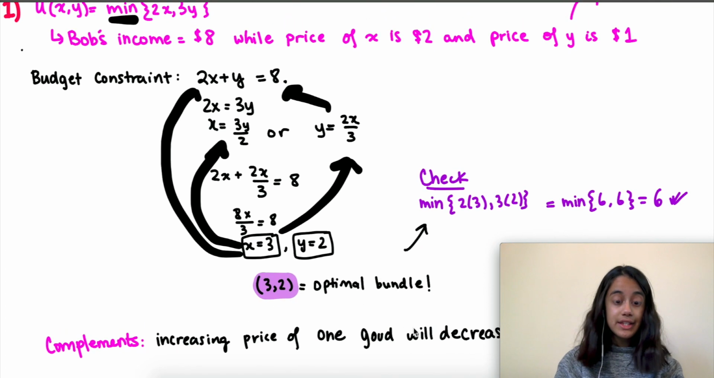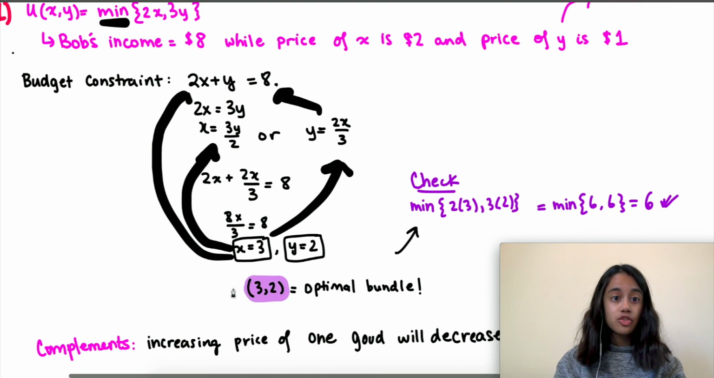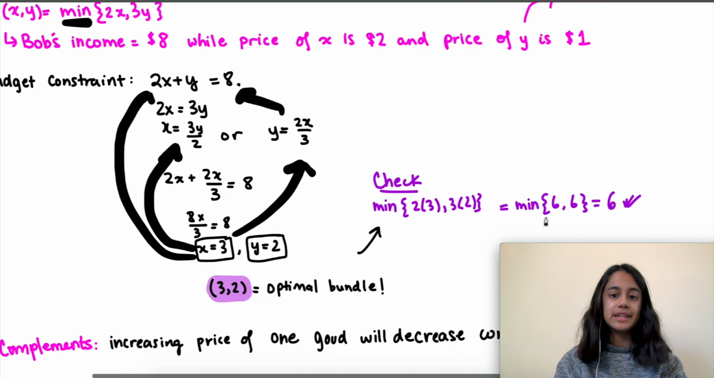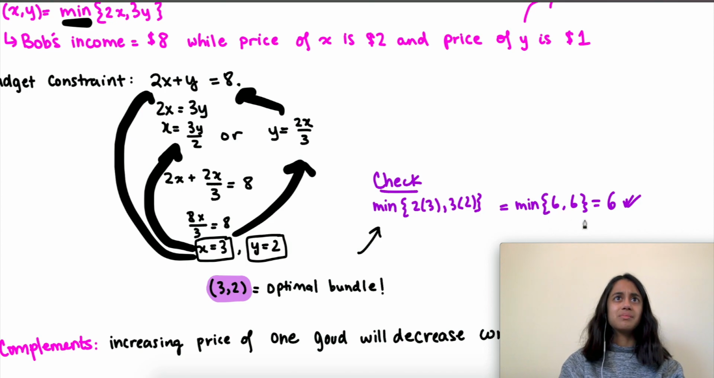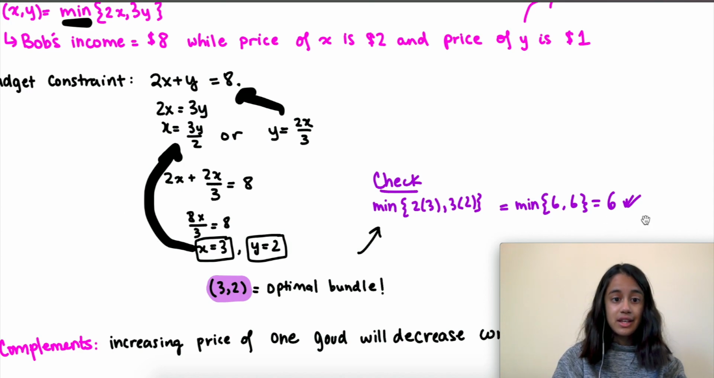One way to check your answer is to plug that 3, 2 back into our utility function. We get min of 6 and 6. What is the minimum of 6 and 6? It's just 6. And this optimal bundle is your answer.